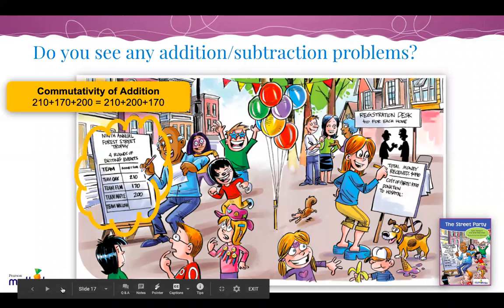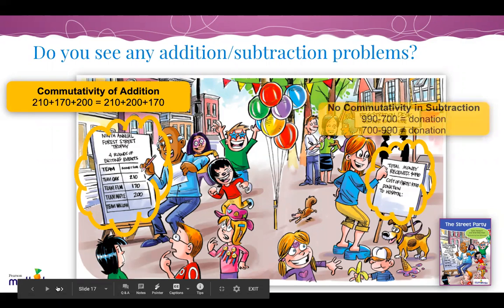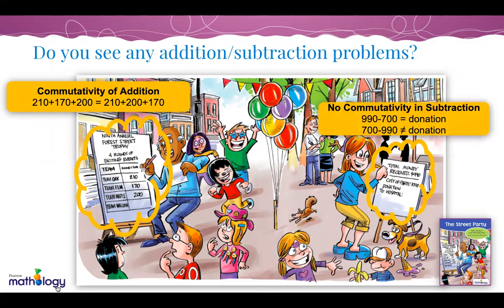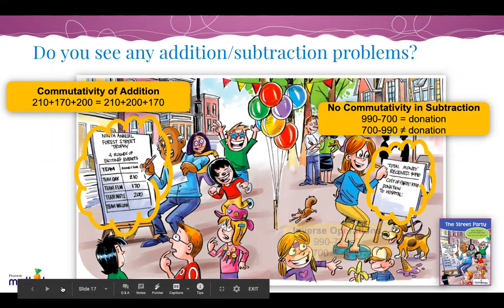other concepts. The commutativity of addition, obviously not a kid word, but as adults, it really pinpoints this concept in mathematics. When there is no commutativity in subtraction, so the example of when you have 990 minus 700, there's the donation, but you can't turn that around. It doesn't even make any sense.